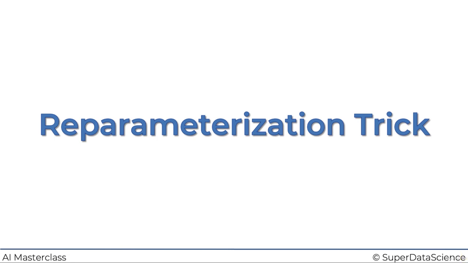In today's tutorial, we're talking about the reparameterization trick for variational autoencoders. So let's have a look.